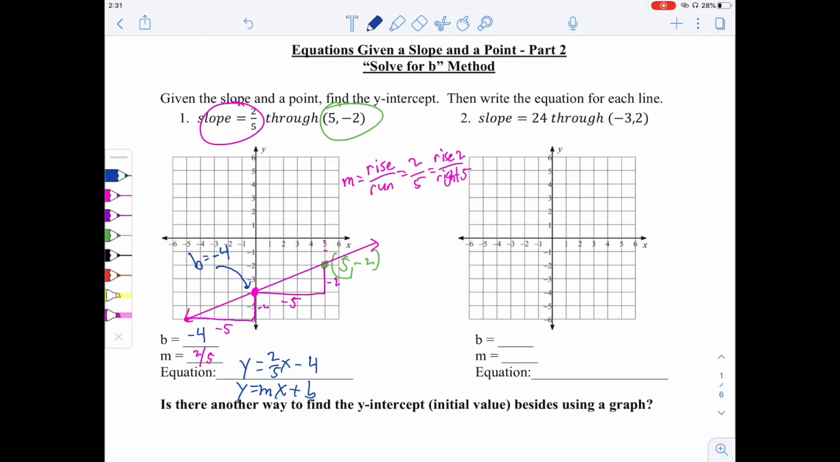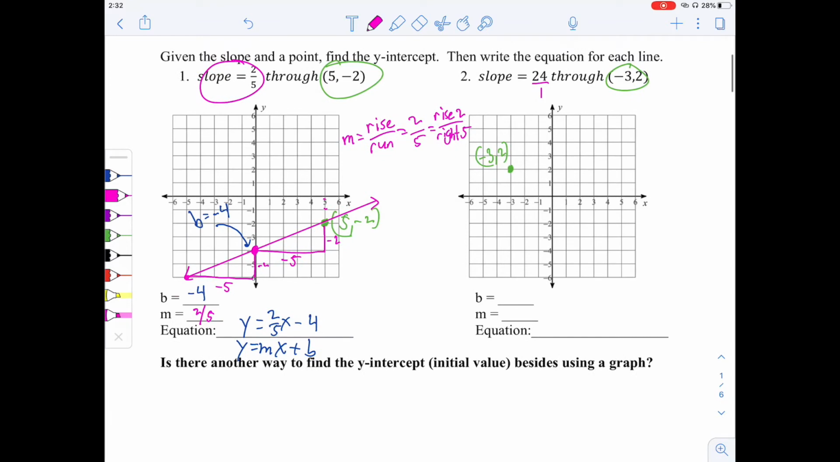Okay, for number 2, we're going to start at our point again. So -3, 2 is right here. And then we're going to use our slope, 24, or 24 over 1. How do you do that? So up 24, right 1. We're going to go way off the graph. We can't fit the graph, right? So we need to find another method. We could estimate and add and find that, or we can use another method.